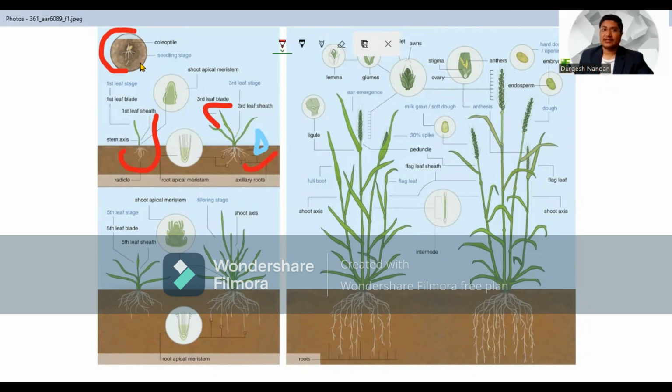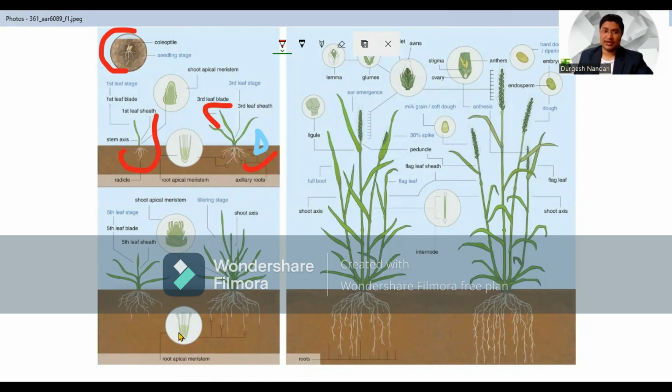Okay, in the germinating phase, which means the seedling stage, where the first seed is germinated, the coleoptile is seen and only the radicle, meaning the first root, is seen. After that, when it moves to the second phase, the axillary roots are also seen, and at the three-leaf stage, three leaves are seen.